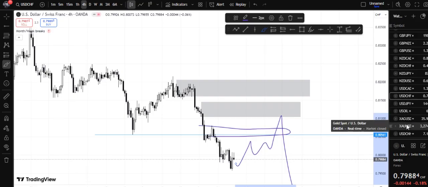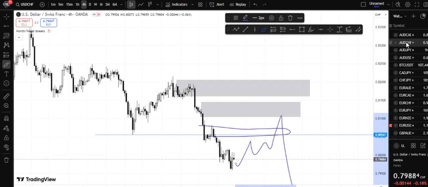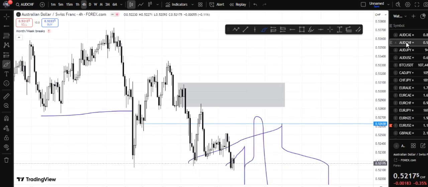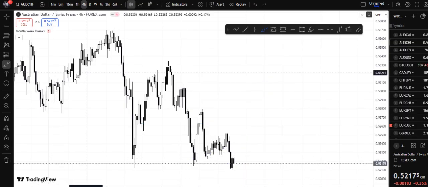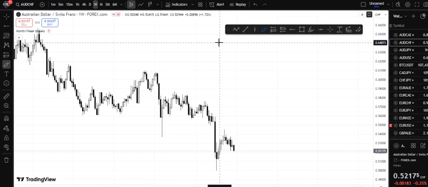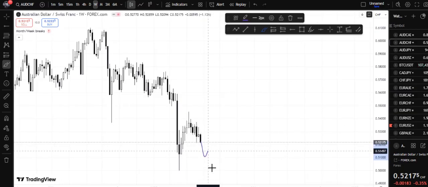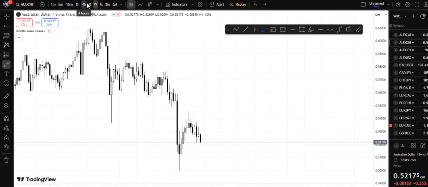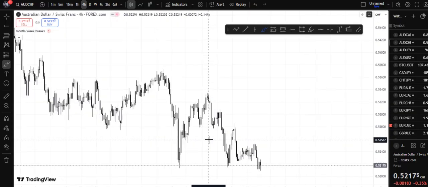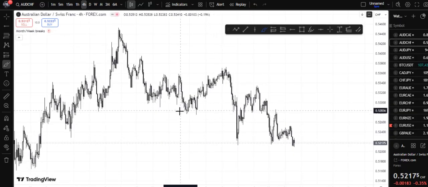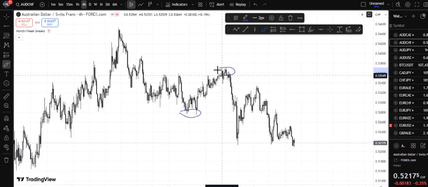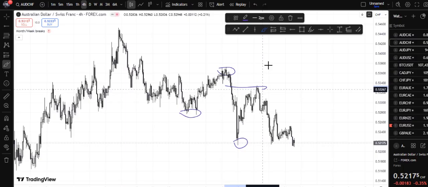Looking at the Swiss, since we are still in a risk-off environment, I'm looking at Swiss strength. Going to your weekly time frame for the Aussie Swiss, this is bearish, and I'm still expecting this to continue to the downside on this time frame. But if you go to your 4 hours time frame, this is a lower low, and this is a lower high. We have a lower low. This was a perfect lower high last week.